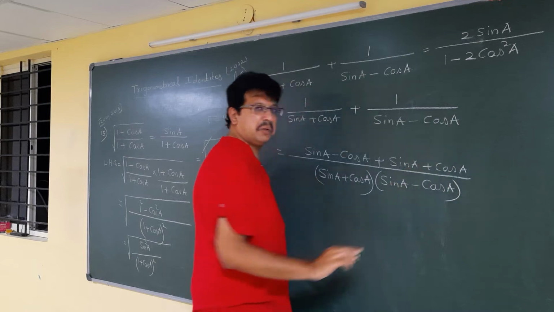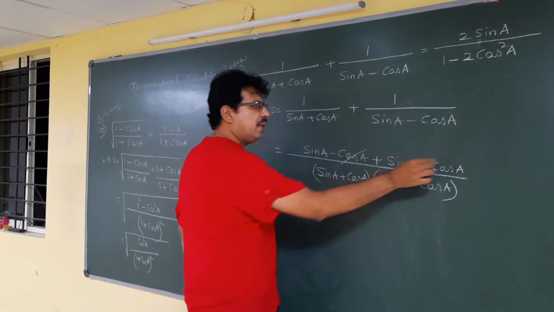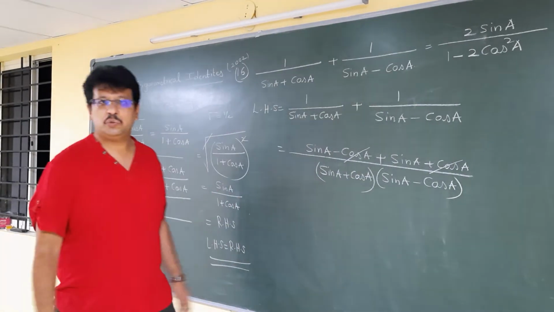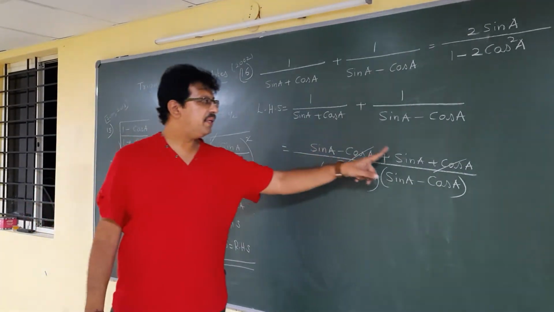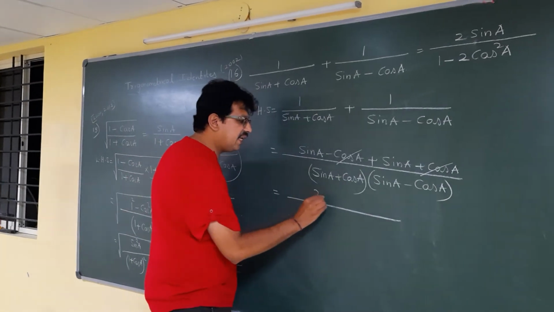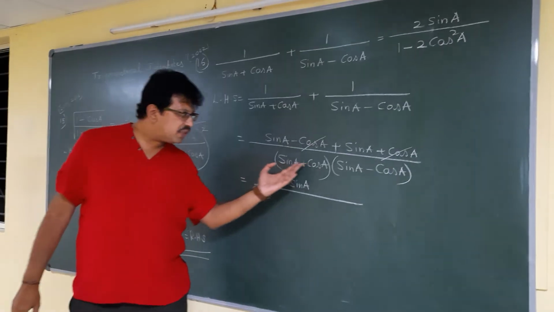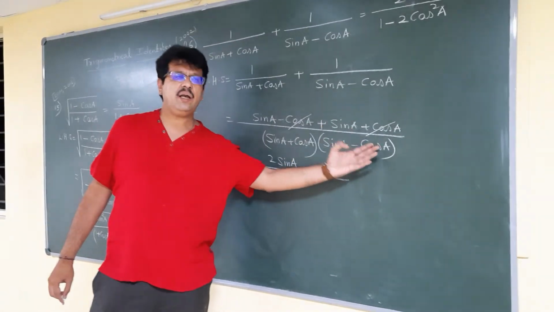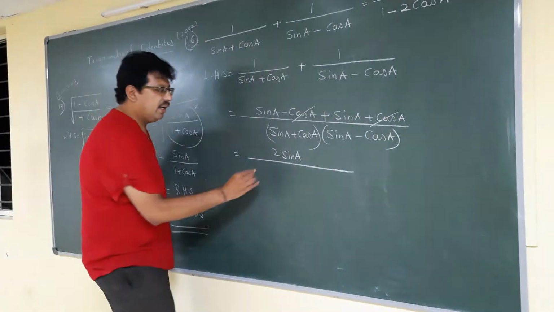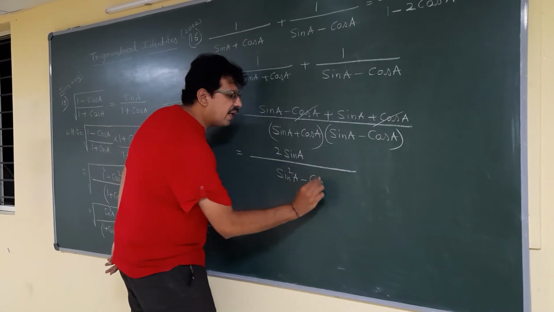So children, we have taken only the LCM concept here. So what happens here? Minus cos A plus cos A will get cancelled. That you should be very clear. Sin A plus sin A, you know very well, it is nothing but 2 sin A divided by, again, A plus B into A minus B. Again, A square minus B square. That is sin square A minus cos square A.